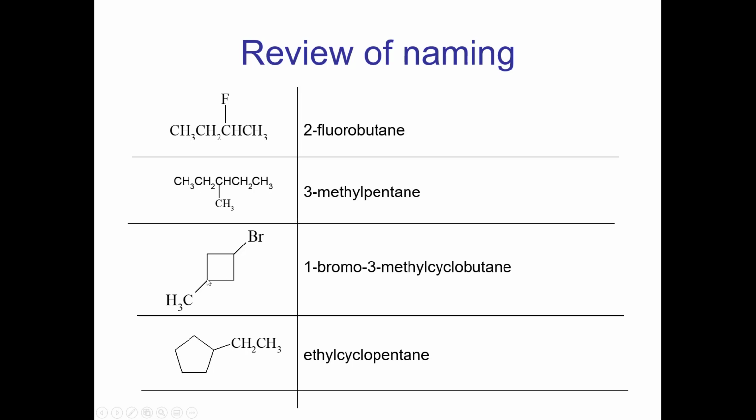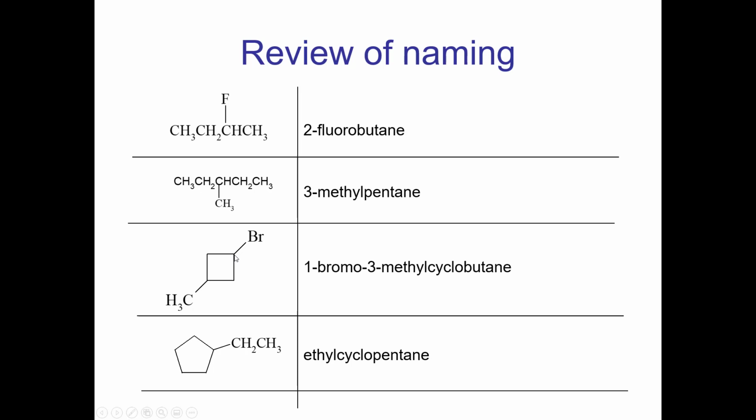If I was naming this, I'd count my carbons: 1, 2, 3, 4. So my prefix is but, my suffix is ane because it's still an alkane. I've identified that it's a cyclic or ring structure, so I'm now putting cyclo before my butane. I'm still identifying the substituent groups on it, bromine and methyl. We're putting these in alphabetical order. B comes before M, so bromine comes first, methyl comes second.